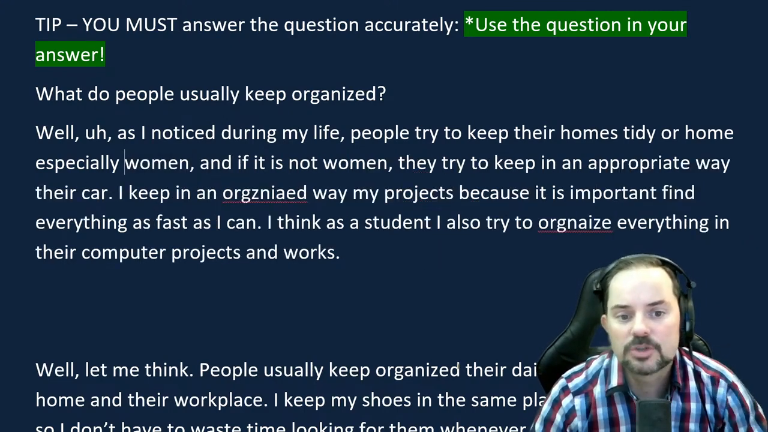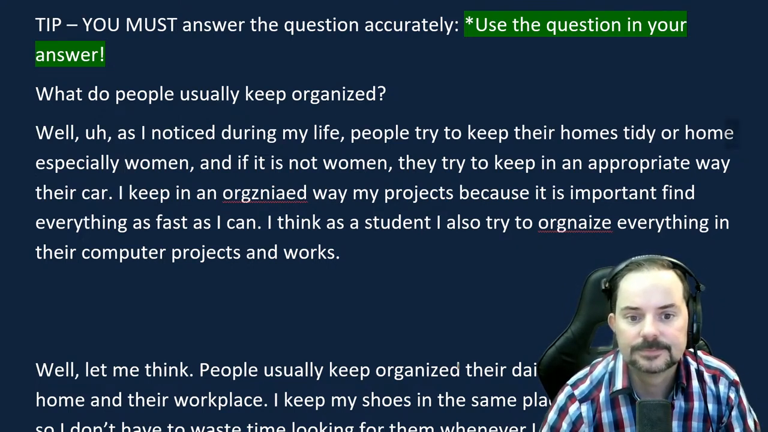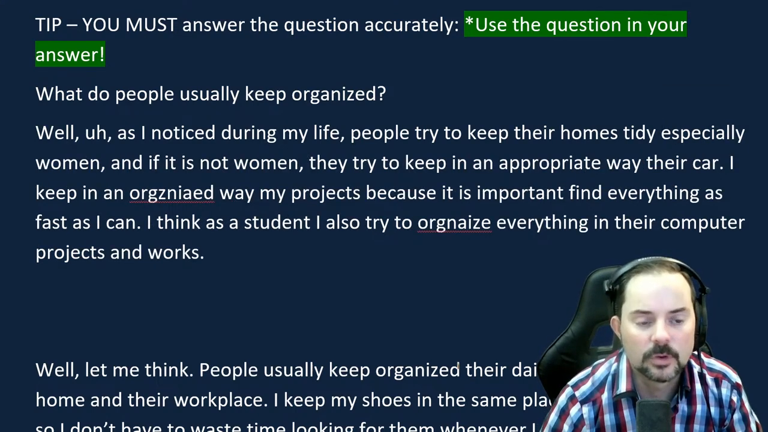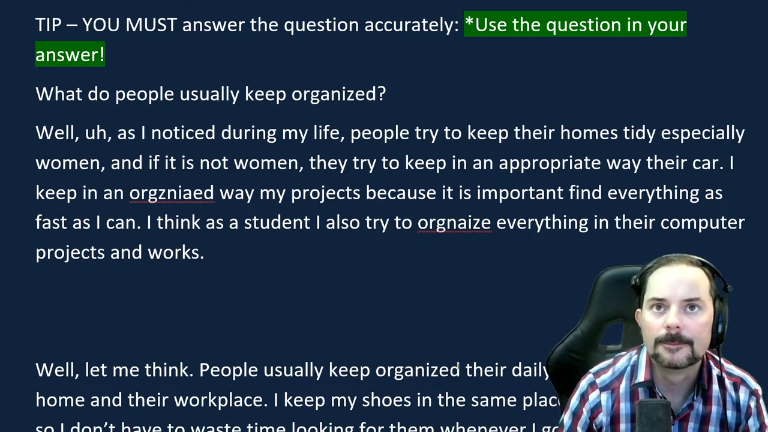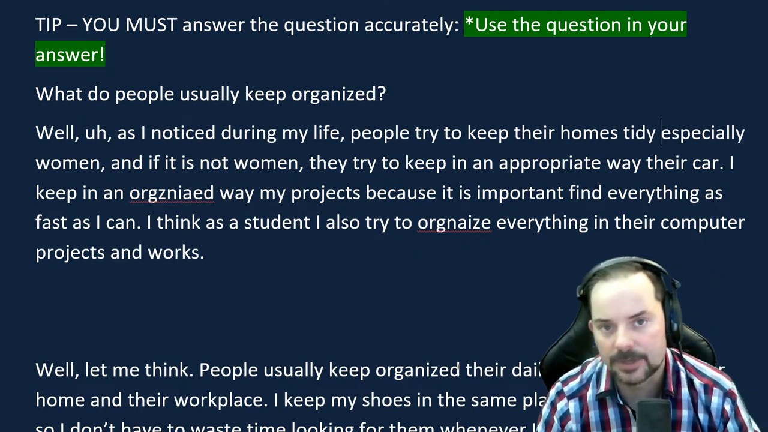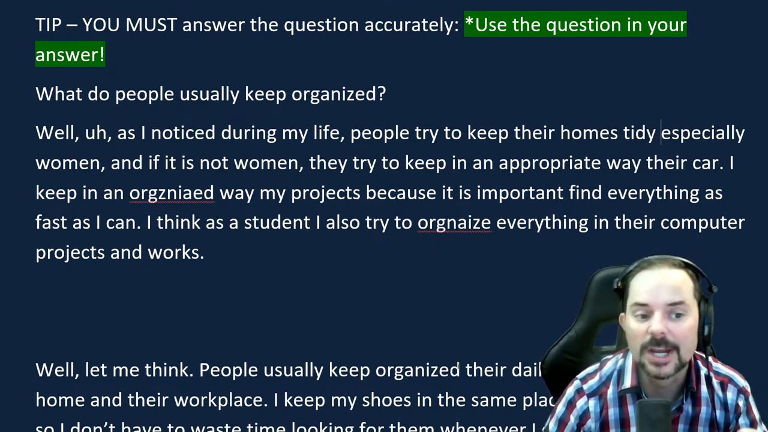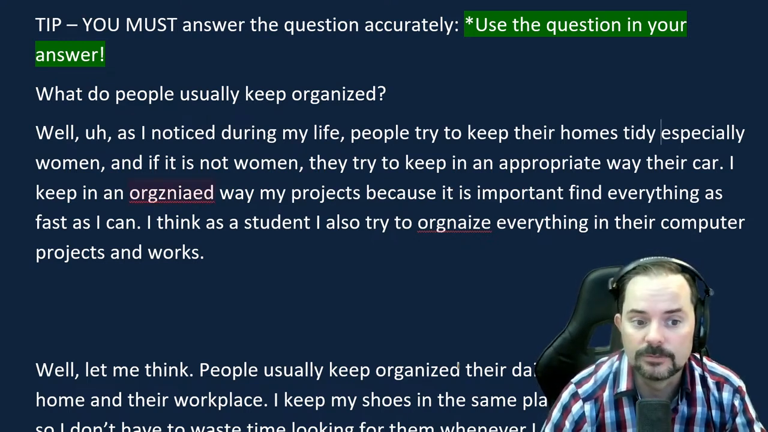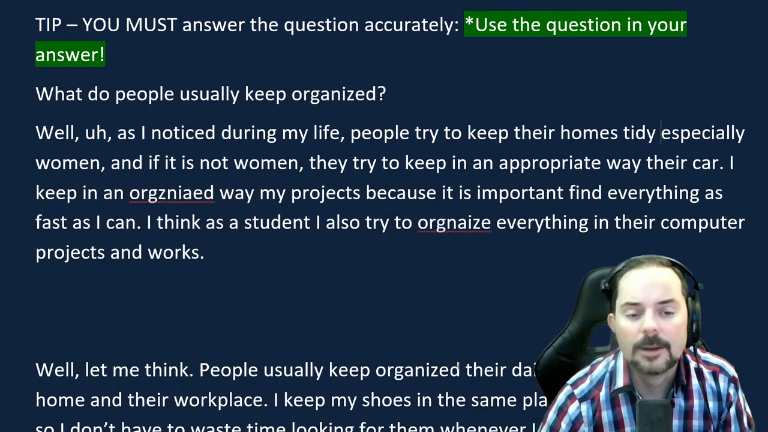Okay, so people try to keep their homes tidy, especially women. People try to keep their homes tidy, especially women. Okay, so as you're practicing at home, record yourself and really pay attention to taking out these unnecessary articles and conditionals and participles where they're not needed, and then that will clean up your grammar and your communication, and your score will improve. Okay? Yeah. All right. Thank you. You're very, very welcome. Overall, quite good though. Okay, so you're going in the right direction.